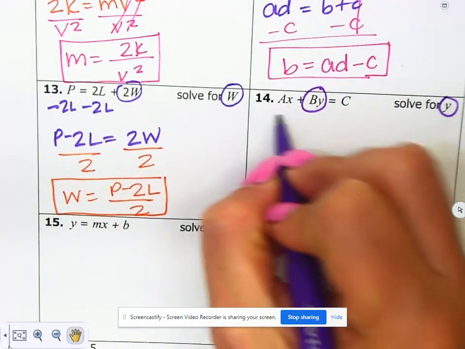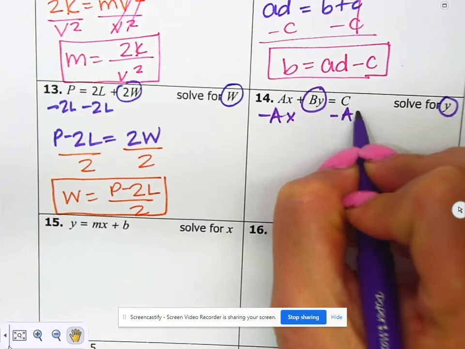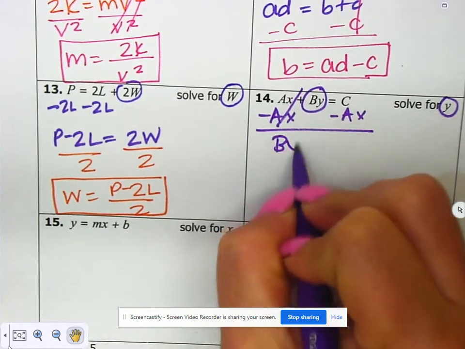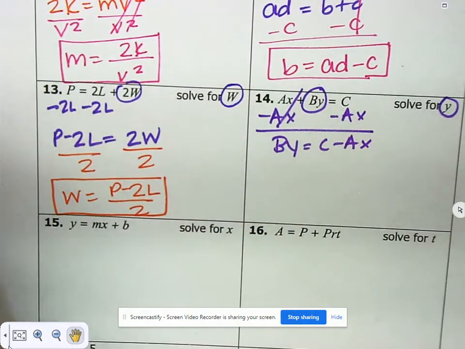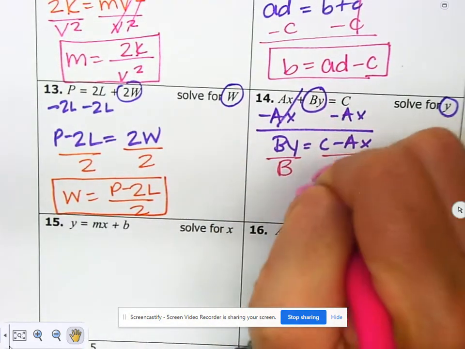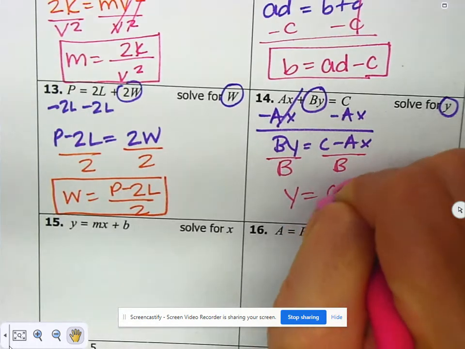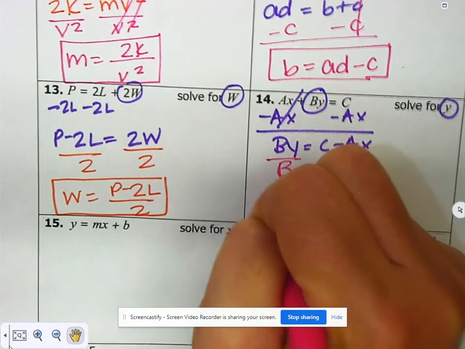We're solving for y, so that's the by, so we need to move the ax first. So by equals c minus ax, and then solving for y, we're going to divide by b, and y is going to equal c minus ax all over b.